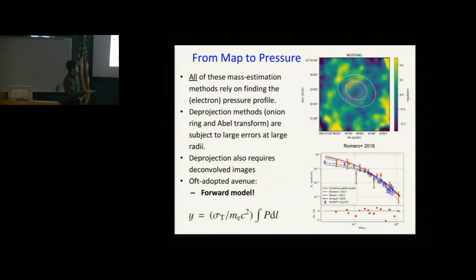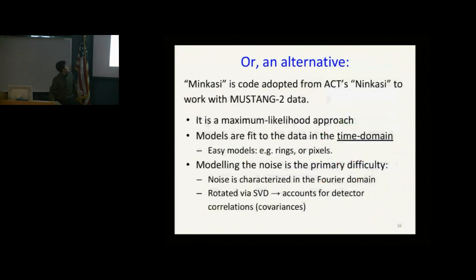Here I'm showing results from a 2018 paper where I'm comparing pressure profile results from Mustang 1, NIKA 1, and Bolocam, and showing agreement across these three instruments, which are sensitive to different spatial scales. It's not clear that your instruments necessarily are going to agree across that range, but in this case, we do see agreement. All right.